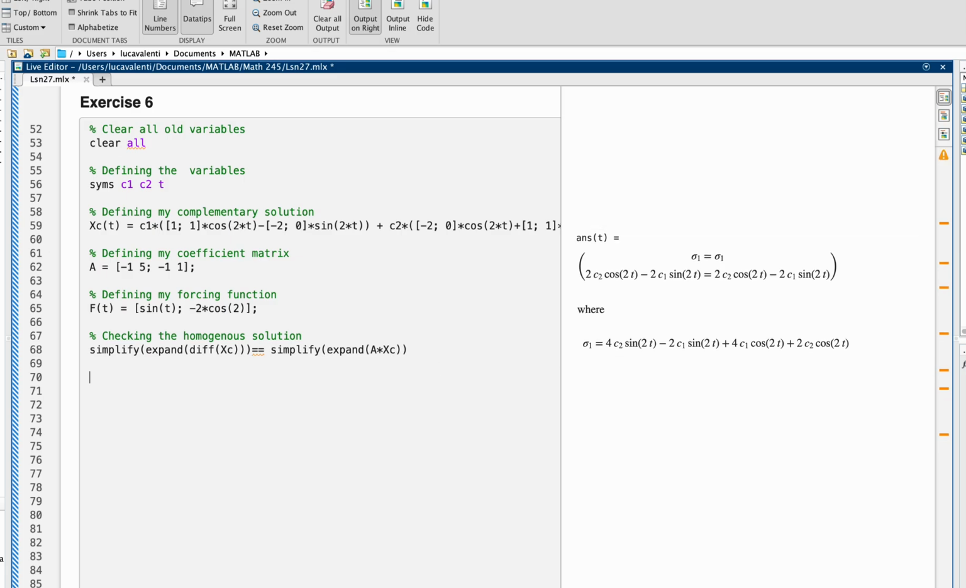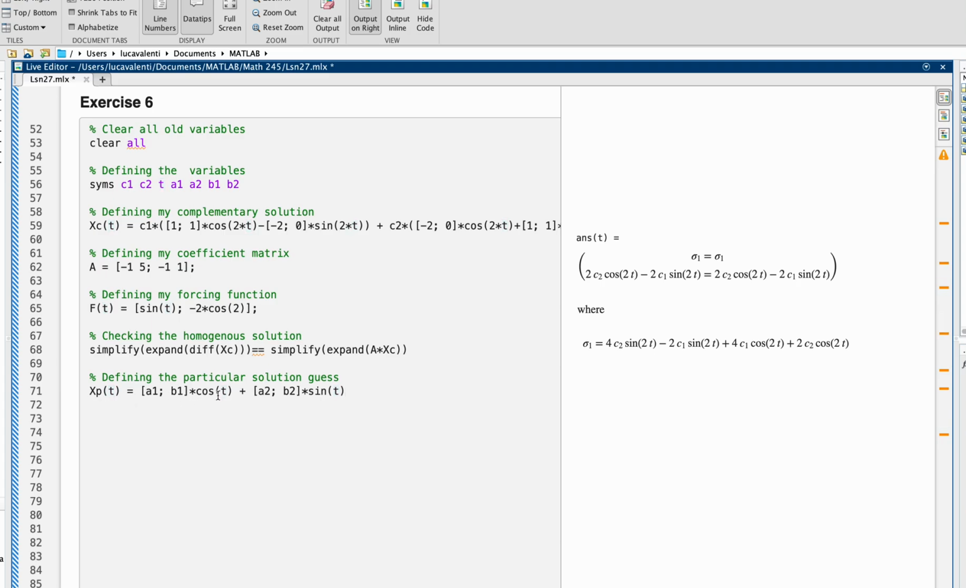Now, let's think about what our guess was. So our guess had other variables. It had a1, a2, b1, b2. So we add those to the declared variables, and then we're going to say defining the particular solution guess. And we're going to call it x of p. And what is that going to be? Well, what we said earlier, it's a1, b1 times the cosine of t plus a2, b2 times the sine of t.